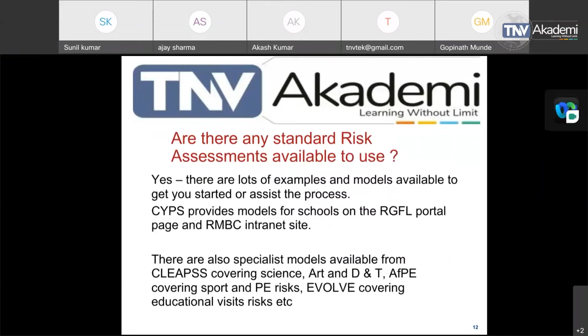Yes, there are a lot of examples and models available to get you started or assist the process. Like Cyprus provides a model for schools on the RGF portal page and RBM internet sites. There are also special models available from CLAPS, covering science, art, and DNT, sport and PDs, and education visit risk. When I'm talking about the European guidelines and the UK guidelines, you are using the RGFIL portal and also the RMC internet site for risk assessment.